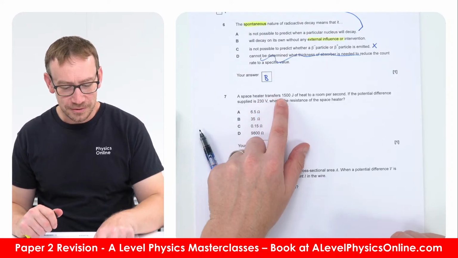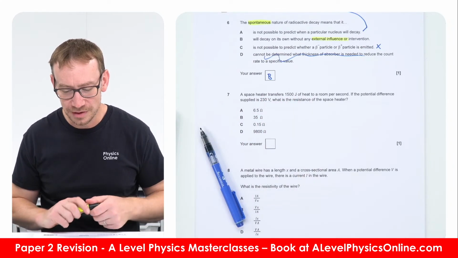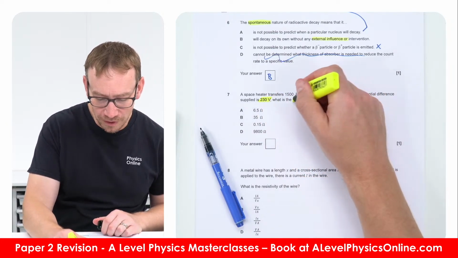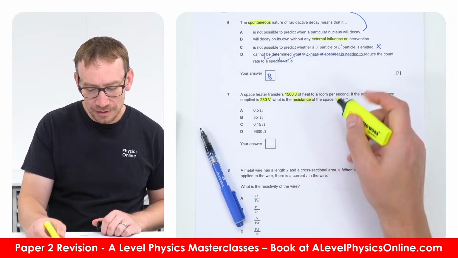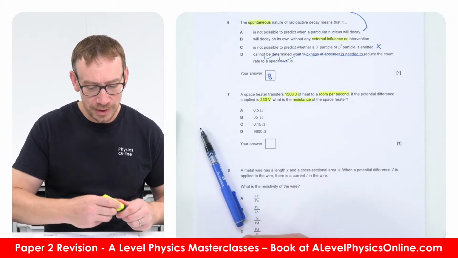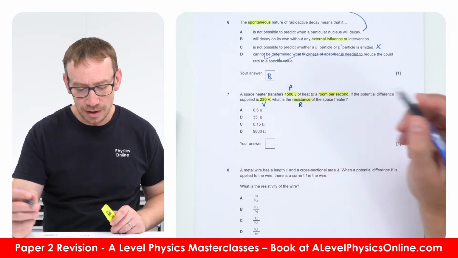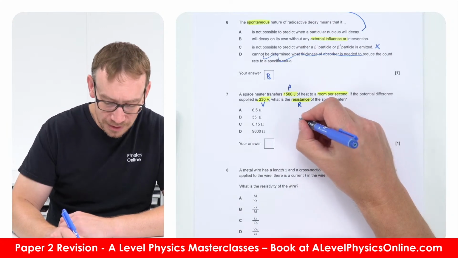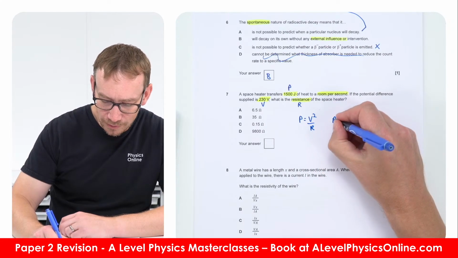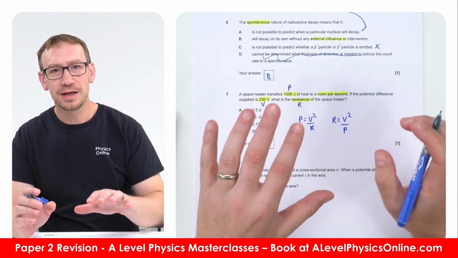a space heater transfers 1500 joules of heat energy to a room per second. If the PD is 230 volts, what is the resistance? So it says 1,500 joules per second, so I guess that's really the power. We've been given the potential difference and we want to work out R, and therefore we could say that P is equal to V squared over R. So R is equal to V squared over P. So just using one of the many equations for power.